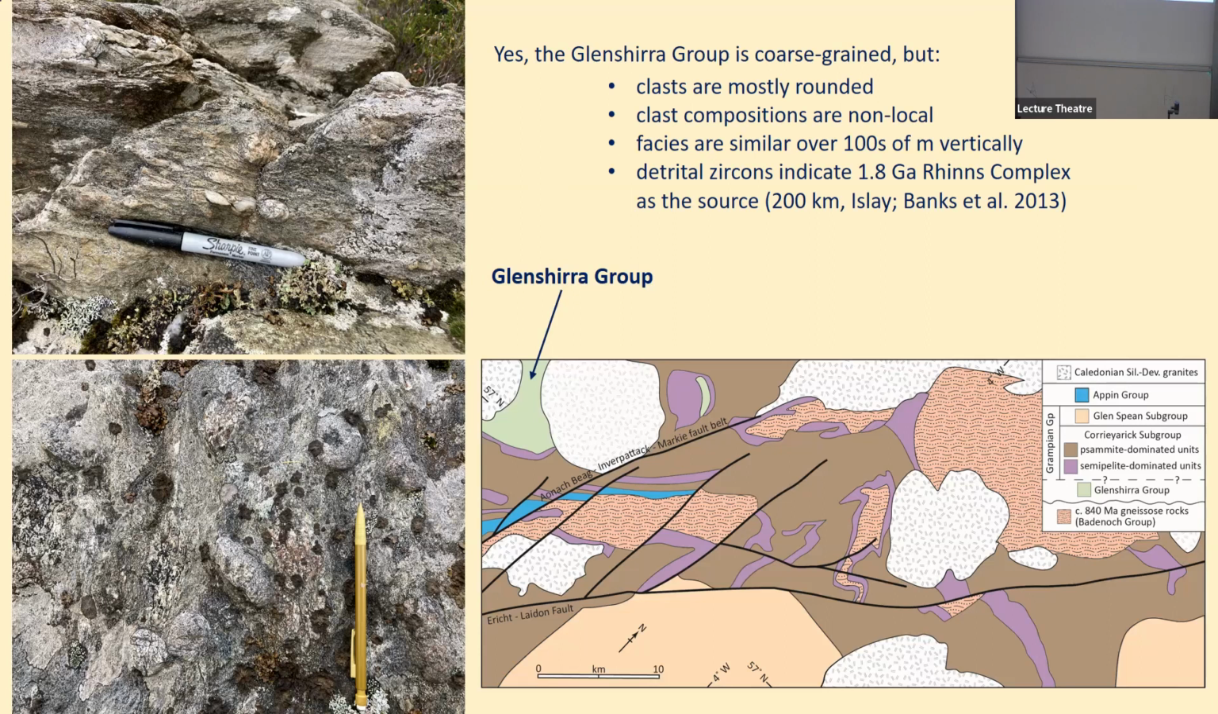And importantly, when you look at how they have been sourced, particularly from detrital zircon studies, they're not related to any of the so-called basement rocks around them. They're being derived from, as best as people can tell, a suite of rocks known as the Rhinns complex, which is about 200 kilometers away. The nearest present-day exposures are on Islay. So we have a package of rocks that does not have any of the facies characteristics that are archetypal for having formed and being deposited in rift basins.